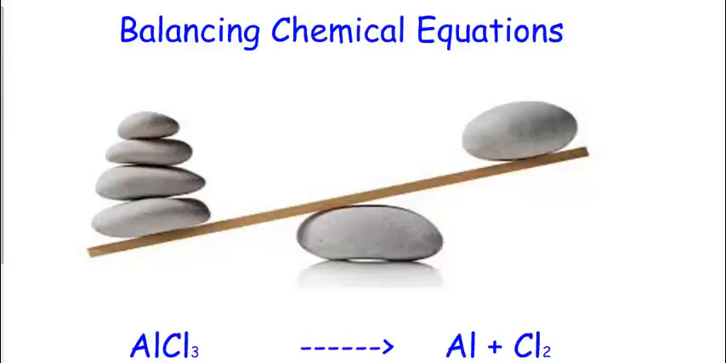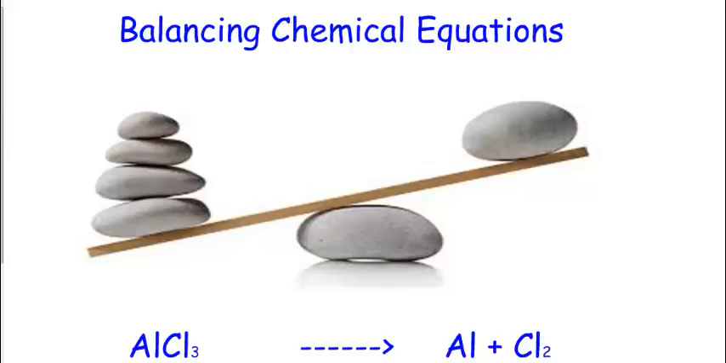This lesson is on balancing chemical equations. It corresponds to Roman numeral 2 in your notes packet. Here we have a picture of an unbalanced scale. The aluminum chloride in this skeleton equation has more atoms in it than the product side, aluminum plus diatomic chlorine.